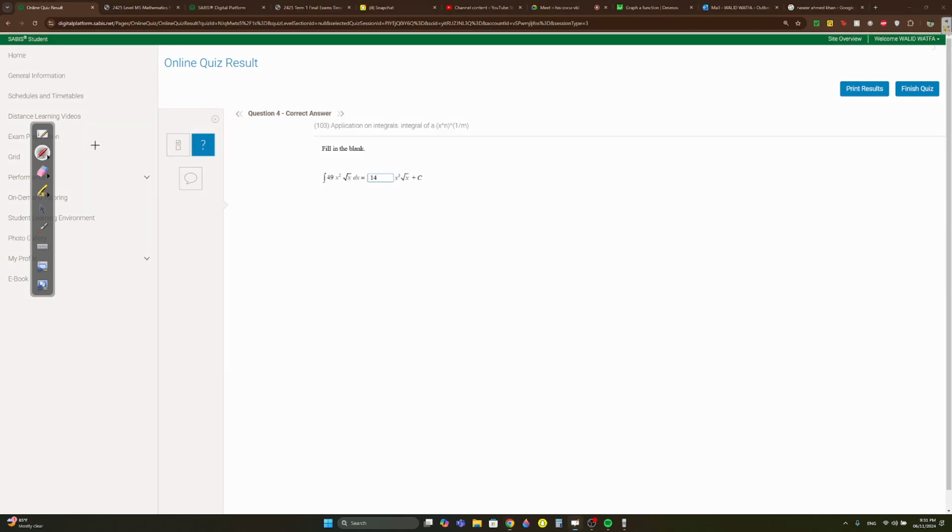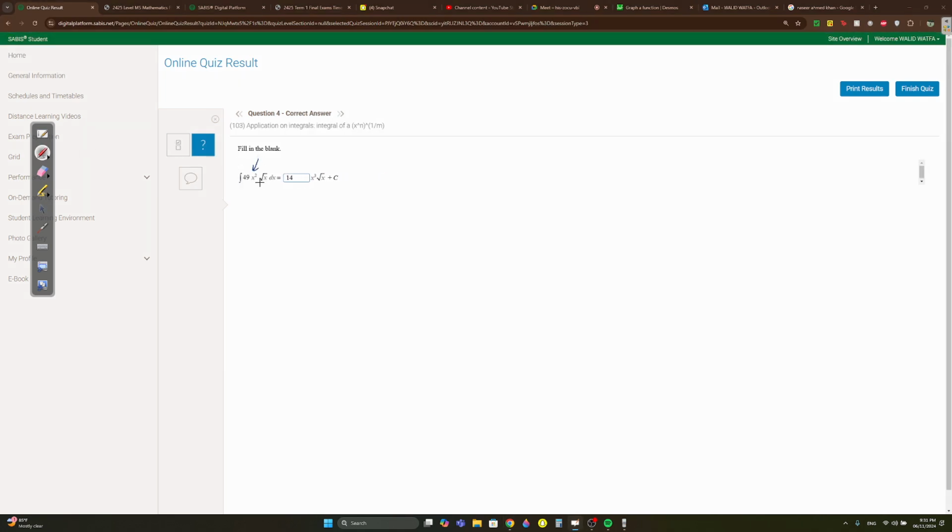Question 4. Integral 49x squared root x dx. How do you integrate this? Integral 49x squared root x dx. You're not allowed to keep it as root x. So immediately when you're copying it down, change it to x to the power of half. These are things that can save you time. Okay? dx. x squared times x to the power of half.